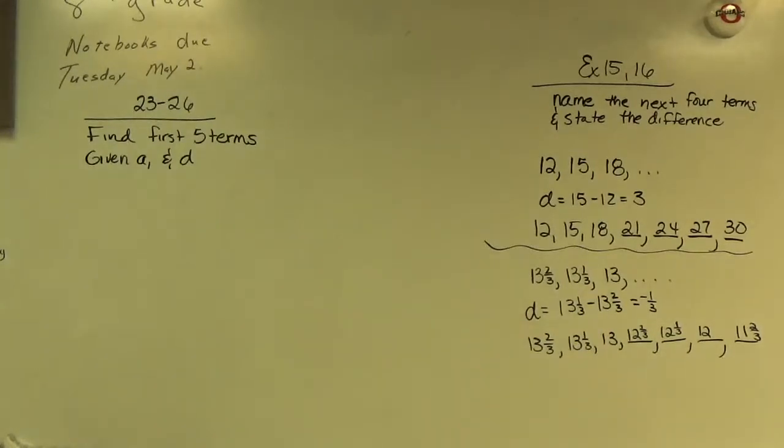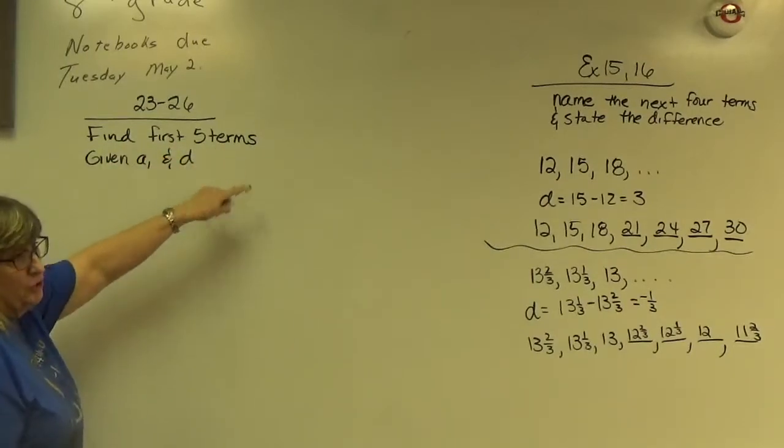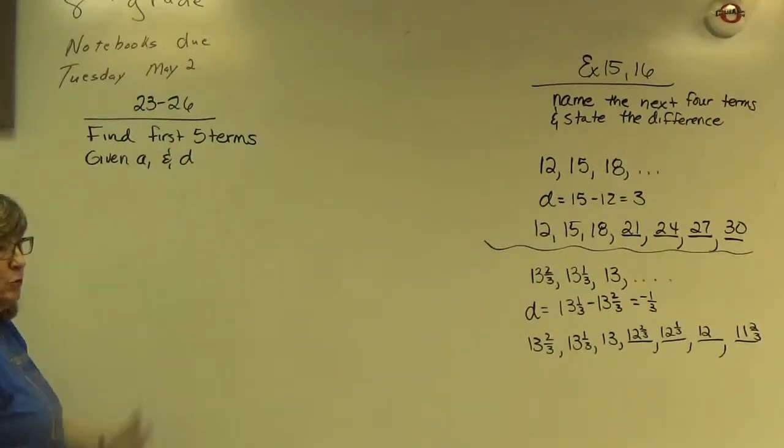Does the given one count as one of the 5? That's the first one. Actually, you find the first 5, so there'd be 4 new ones plus the one they gave you. So you really got a free point, basically, because they give you one. They're going to give you the first term, and you have to find the first 5 terms. That means really you only have to name 4 more, because they're giving you one of them.